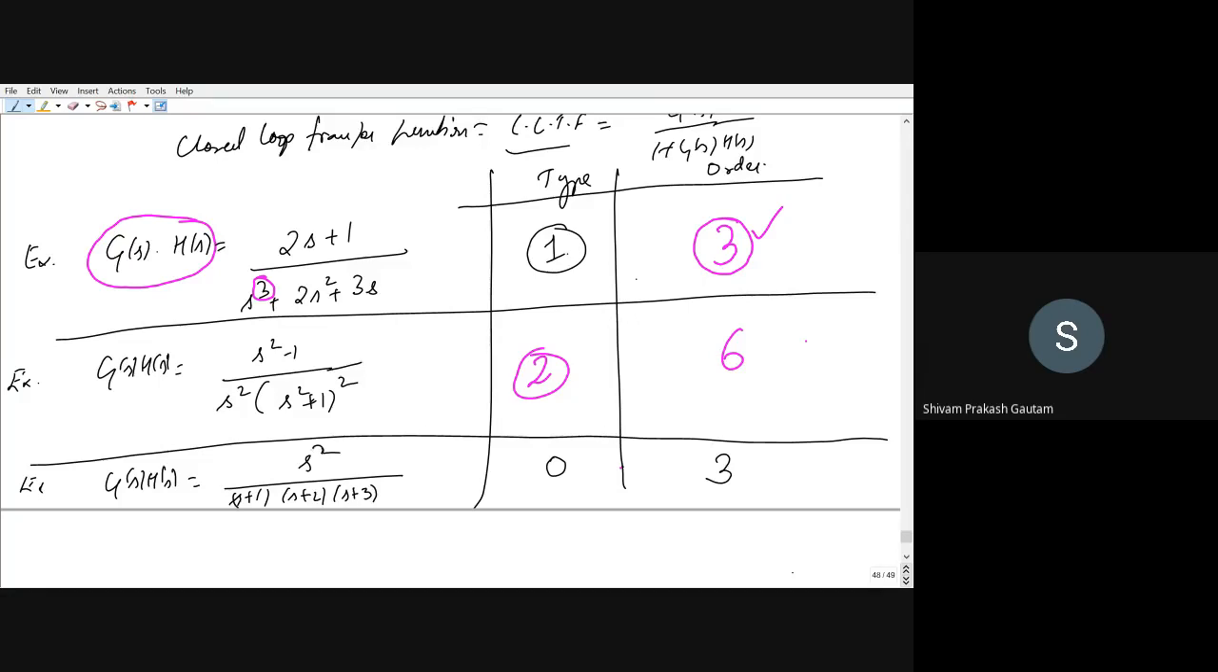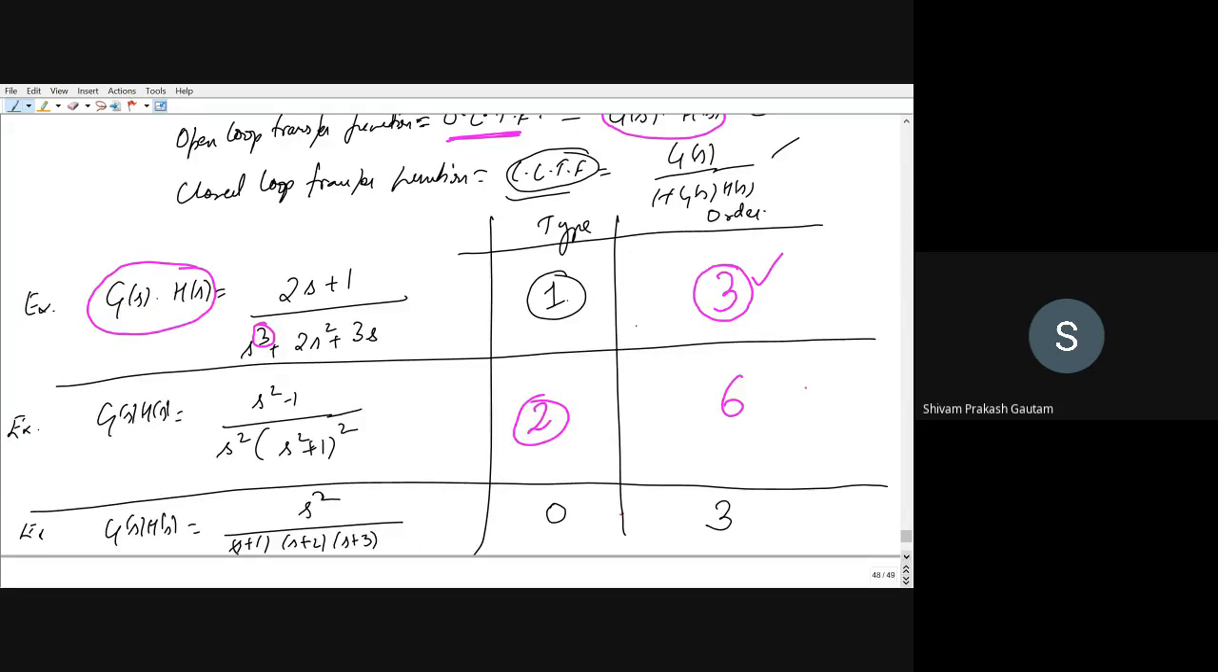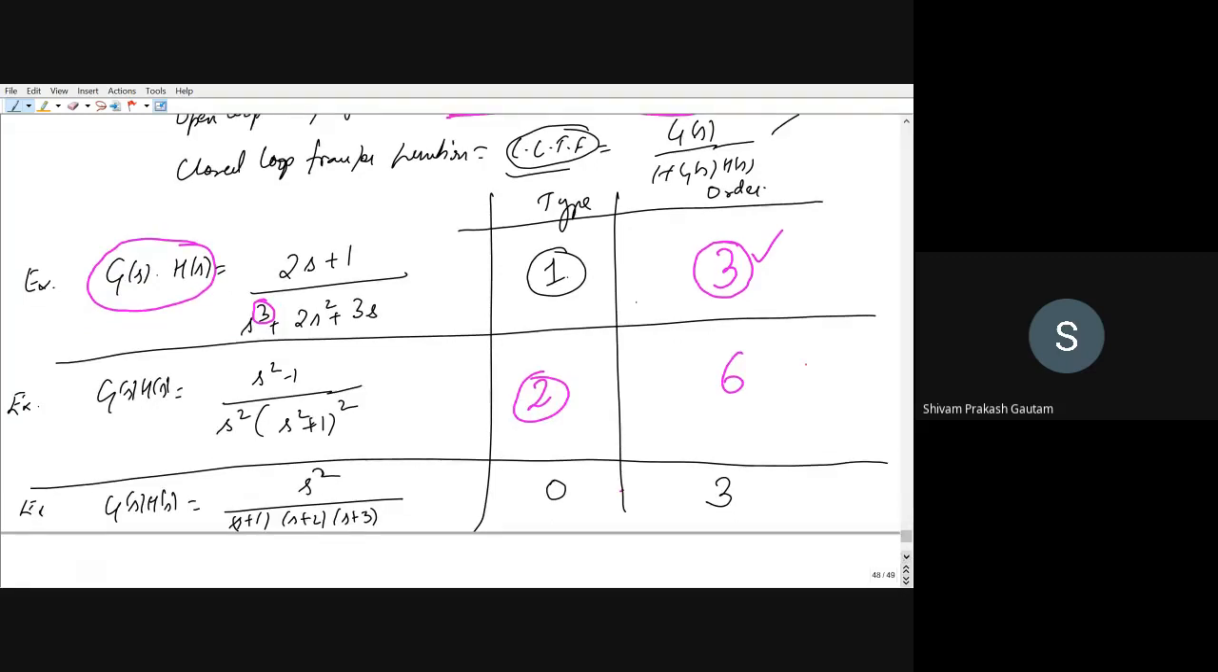So from here you can see type and order, how to determine the type and order of a system. The important thing is that type and order are always determined by the open loop transfer function, that is G(s) into H(s), and it will determine the type and order of a closed loop system, right? How to determine type and order of a system? First, you need to find out G(s)H(s), that is the open loop transfer function. Once you have the open loop transfer function, you can directly check what the type and order of the system is.